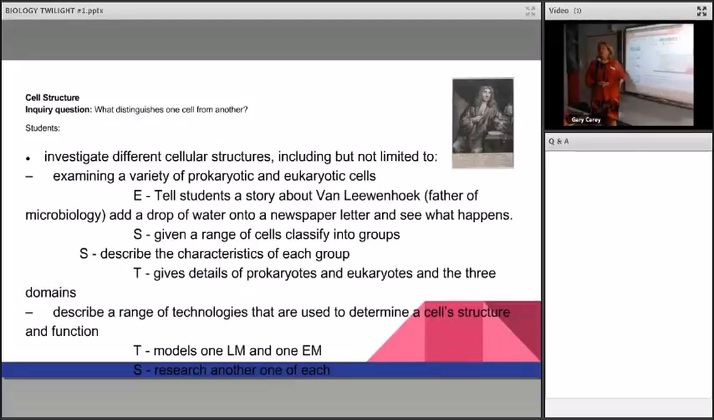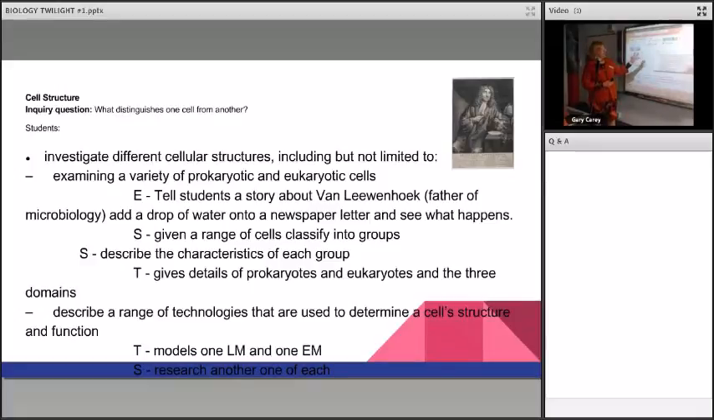So what distinguishes one cell from another? First thing we have to do is investigate different cellular structures. Now it says including but not limited to. So what that means is we have to do everything that's listed underneath it, but we can do more than that if we want. Now I think we need to be looking at the more to give more extensive knowledge about an area in biology. So the first one says examining a variety of prokaryotic and eukaryotic cells.